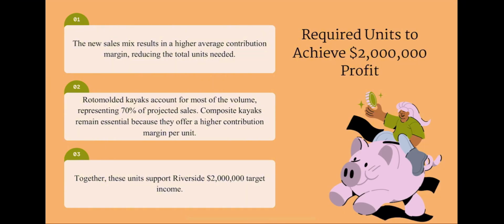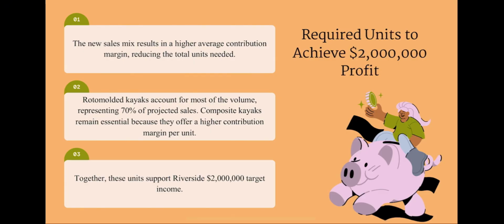On the next slide, we show this breakdown visually. You can see how the 70-30 mix influences the unit distribution, even though fewer composite kayaks are required. They still make a meaningful contribution towards achieving the profit goal. The contribution of both adding up to 6,078 units is exactly what Riverride needs to hit the 2 million target.